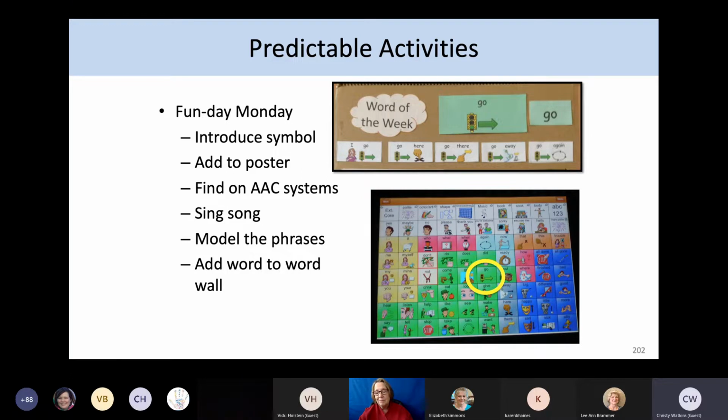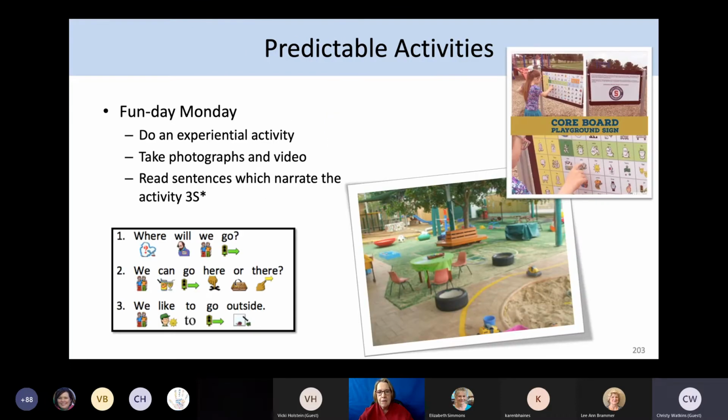Now at this point, it's hardly fun yet. This seems very kind of drill and just practice it. But Fun Day Monday for Miss Maureen always involves some sort of experiential activity, something fun. So that might mean going out on the playground and going outside and going on the slide and going on the merry-go-round and going in the sandbox and going here and going there.